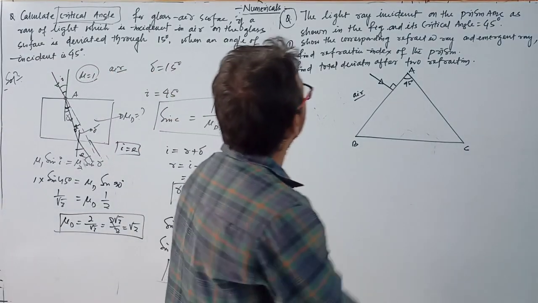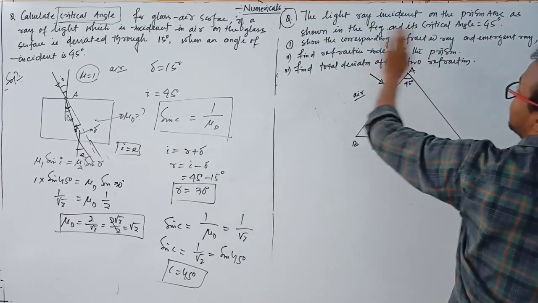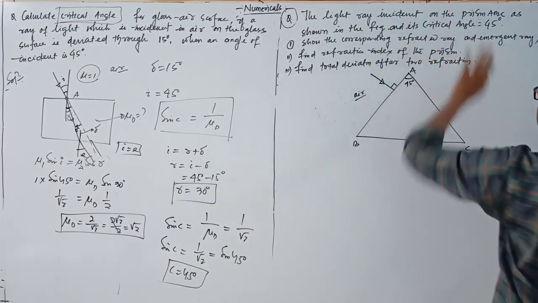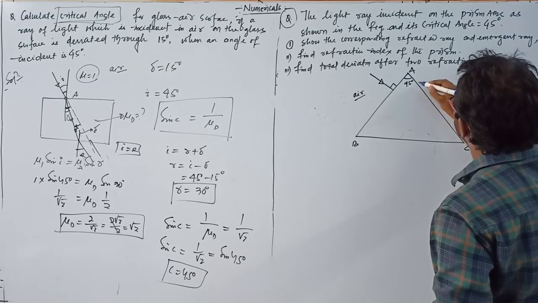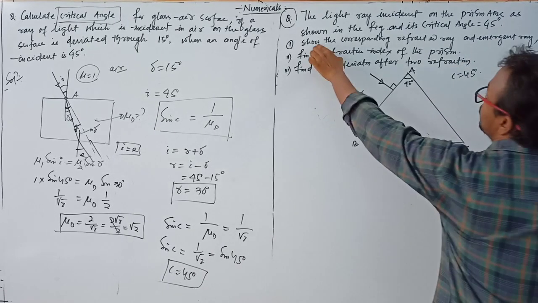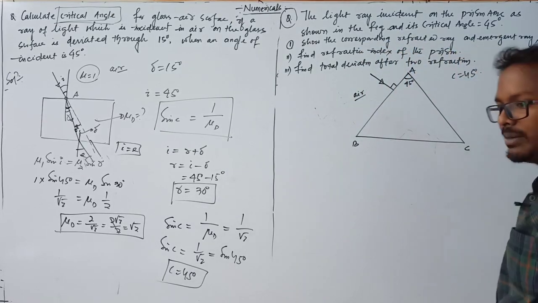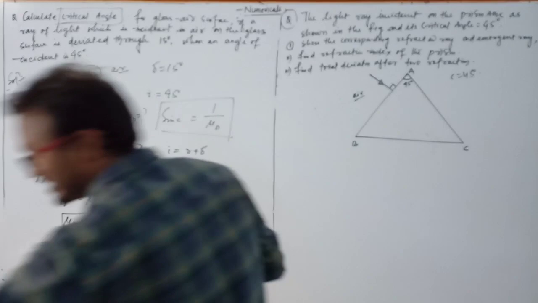Clear? Now there is another question. The light ray is incident on the prism as shown in the figure, and its critical angle is 45 degree, given that critical angle C equals 45 degree. Now show the corresponding refracted ray and emergent ray. Now we have to show here the refracted ray and emergent ray.